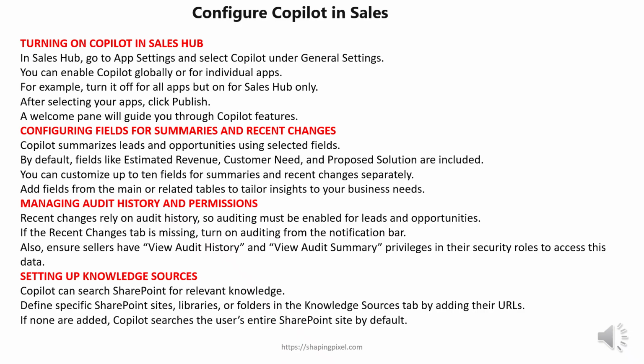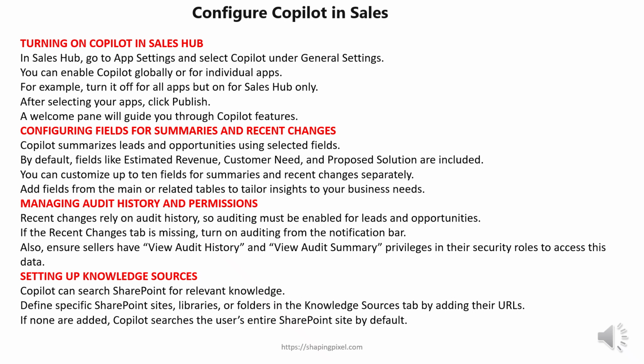Recent changes rely on audit history, so auditing must be enabled for leads and opportunities. If the Recent Changes tab is missing, turn on auditing from the notification bar. Also, ensure sellers have View Audit History and View Audit Summary privileges in their security roles to access this data. Copilot can search SharePoint for relevant knowledge.